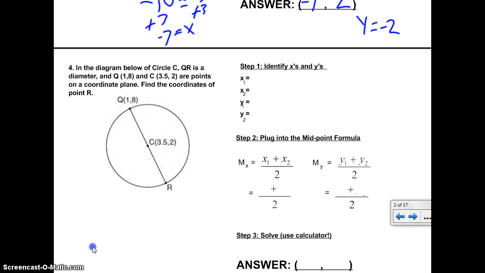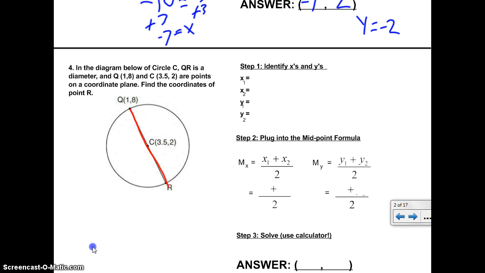So here we go. Diagram of a circle. They're going to throw this at you. QR is our diameter. So here's the diameter right there. They gave us 1 point and they gave us C, which in this case is our midpoint. So it's going to be very similar to the problem before, only now it's just a picture to try to throw you off. So we'll do the same thing we did before.